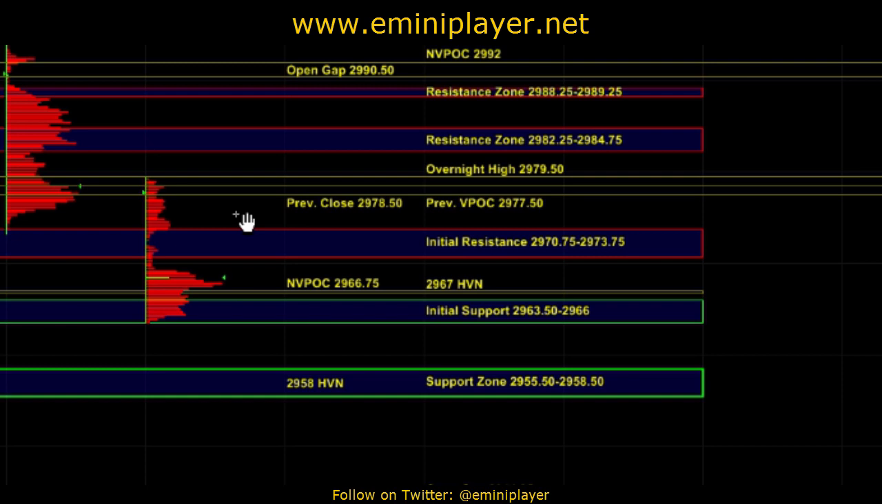Now on the upside, we have initial resistance at 70.75 to 73.75, and how the market responds there is also going to be very telling. If we can get a breakout back above 70.75 to 73.75, then that would signal buyers regaining control on the smaller time frame, and from there ES could head up into the previous VPOC and previous close at 77.5 and 78.5, and then test the overnight high at 79.5.